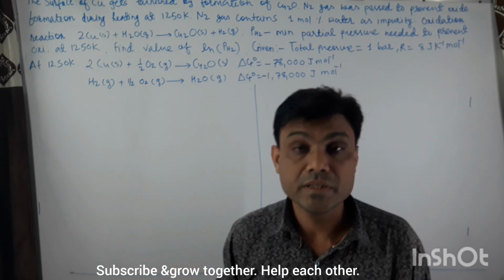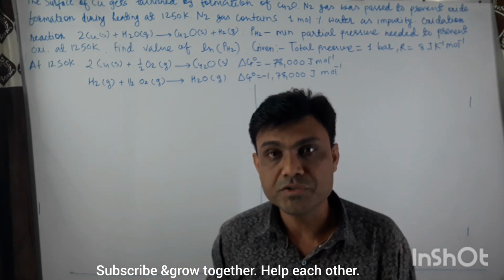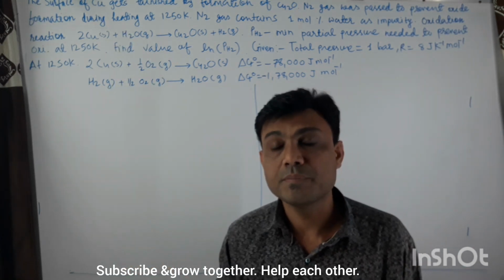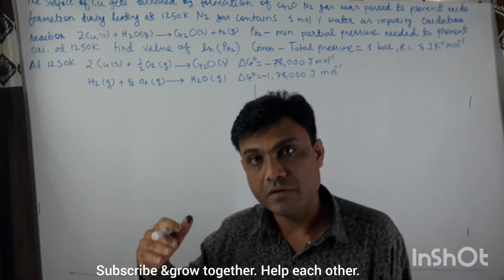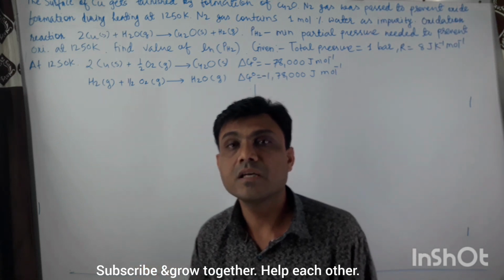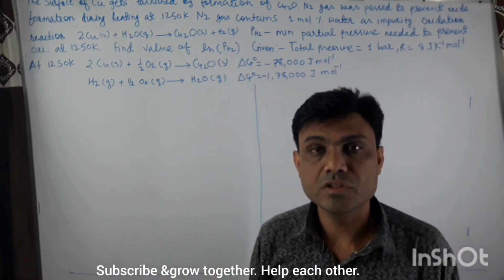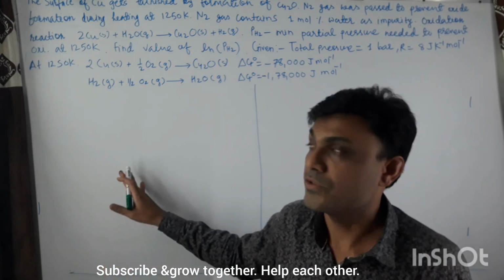If the Gibbs free energy of this reaction is 0 or greater than 0, that is positive, then we can stop this reaction. If the Gibbs free energy is negative, that means this reaction will be spontaneous and there will be the continuous oxidation of the copper. We have to use the concept of Gibbs free energy to solve this.